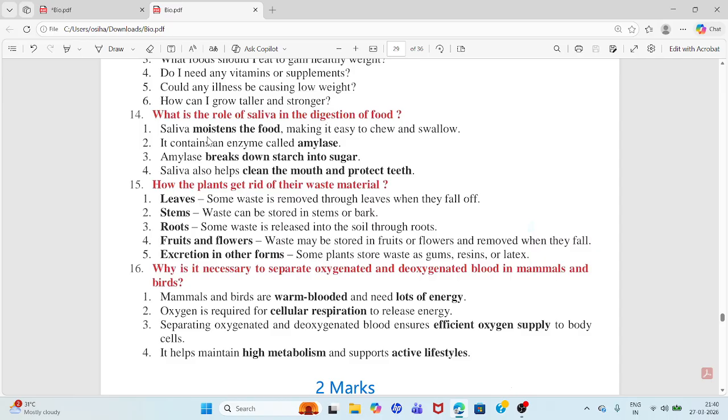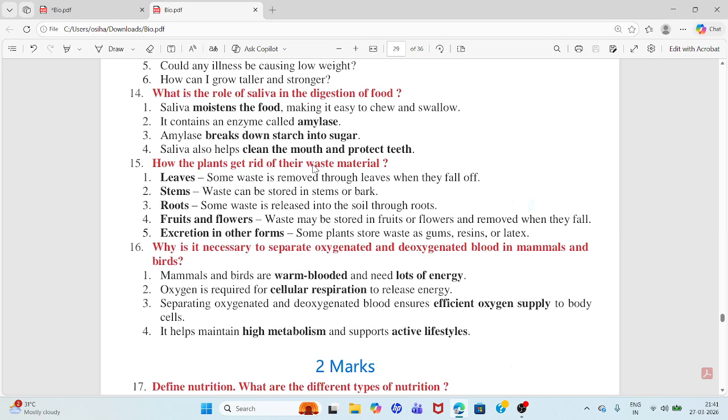This is very important. Saliva moistens the food, making it easy to chew and swallow. It contains an enzyme called amylase. Amylase breaks down starch into sugar. Saliva also helps clean the mouth and protects the teeth. So moistens the food, it contains amylase, breaks down starch into sugar, cleans the mouth and protects teeth. This is the role of saliva in the digestion of food.